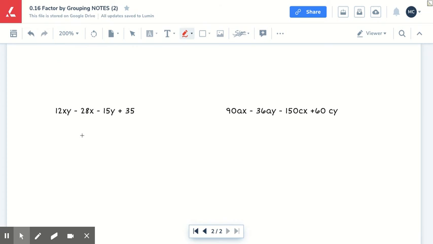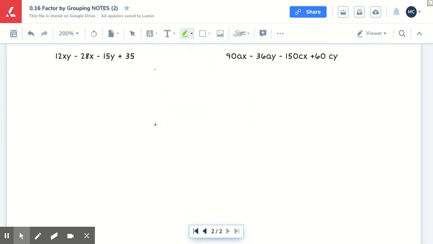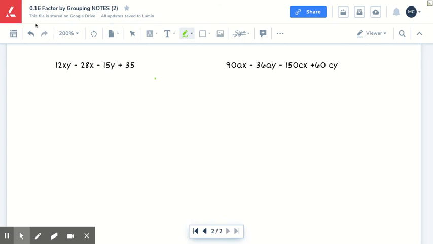I'm going to do this one down here with you and leave the other two for you to try. I think we'll go green this time. Okay, so for this one down here, looking at all 4 of the terms that are there, 12, 28, 15, and 35, all 4 of them do not have any factors in common. There's an xy in this term, but no y here, no x there, and neither of the variables over here. So they don't have any variables in common either. So no greatest common factor.